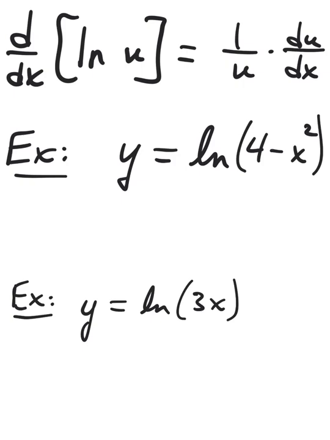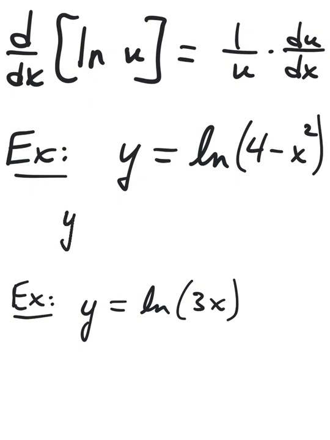When you take the derivative of a natural log function, derivative of ln u, you flip or take the reciprocal of whatever trails the natural log part of it, and then you take the derivative of whatever trails. So it's 1 over u times the derivative of u. For our first example, 4 minus x squared is in that u position.